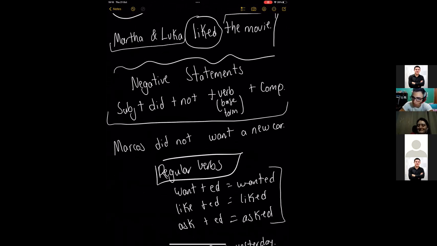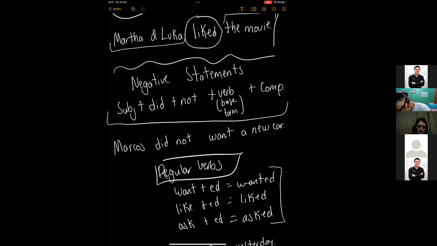Sure, absolutely. The regular verbs, what it means is that there are some verbs that we just add -ed at the end. For example, want, wanted; like, liked; ask, asked.